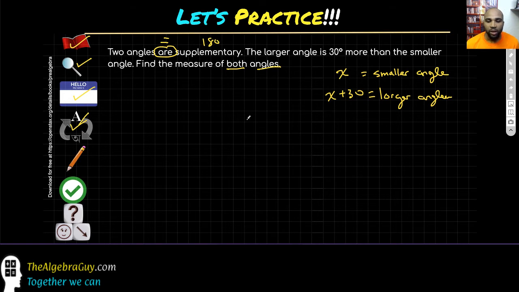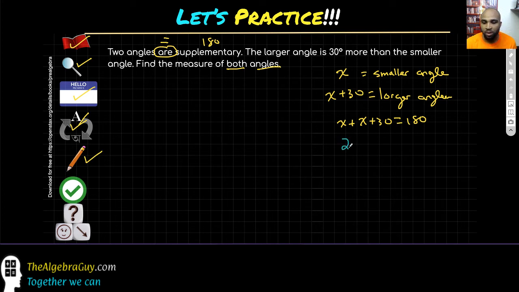So I know these two angles, when I add them up, x plus, here's my smaller angle, plus the larger angle, x plus 30, is going to equal 180. So this is what I need. We've got an angle that's 30 degrees more than the smaller, and they both add up to 180. So this is how you set it up. So we got that set up. Let's go ahead and solve it now.